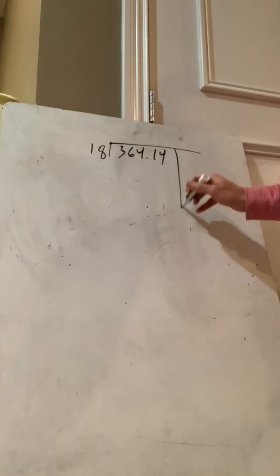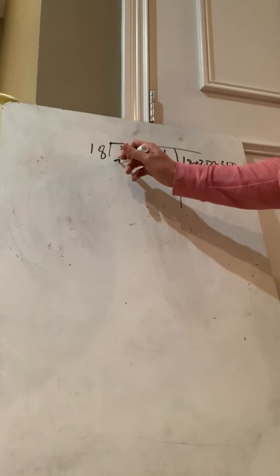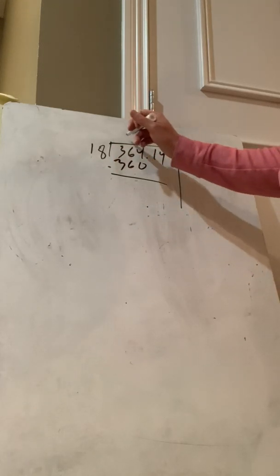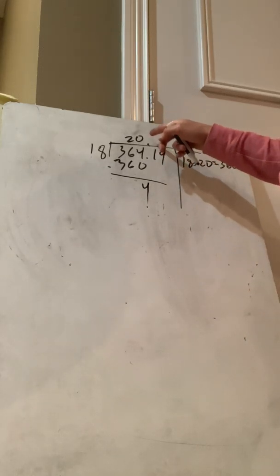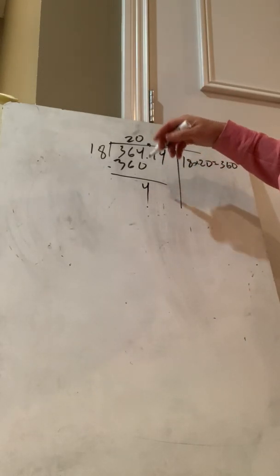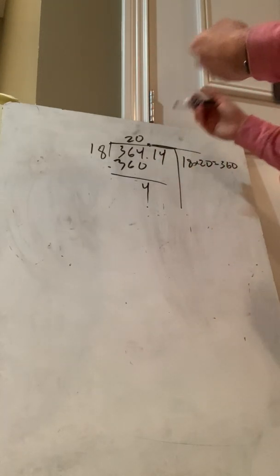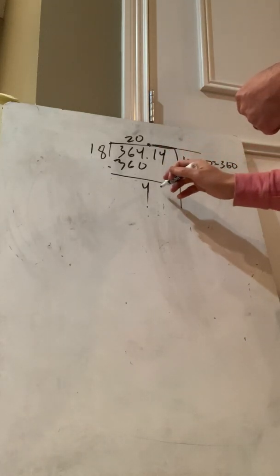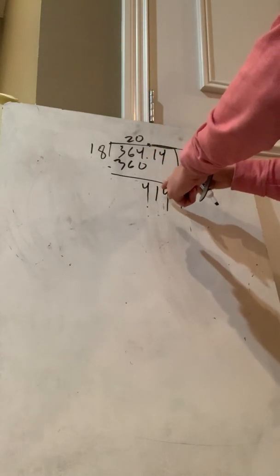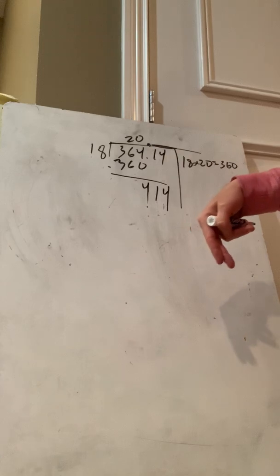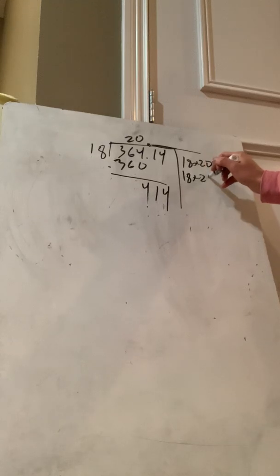Okay, so we know 18 times 20 is 360, right? Now we need to know how much it is, it's a little bit more than 20, right? We want to know the remaining part of the quotient to the right of the decimal. Let's bring down the 414 now, because 364 minus 360 is 4. If we bring down the rest of the number, 14, 18 goes into 414 how many times? 20.